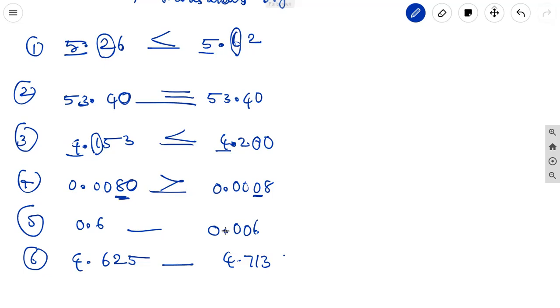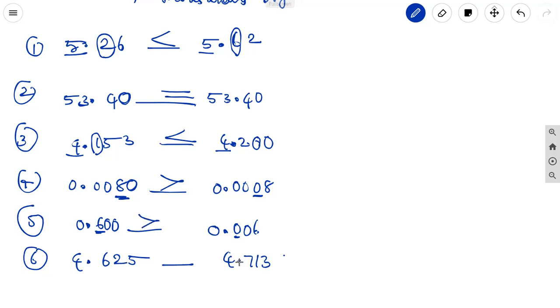Next, 0.006 has 3 digits. Make it into like decimals: write 0.6 and put 2 zeros, then it is converted into like decimals. Now the whole part is 0 and 0, the same. Next, the tenths digit is 6 here, 0 here. 6 is greater, so it is greater.